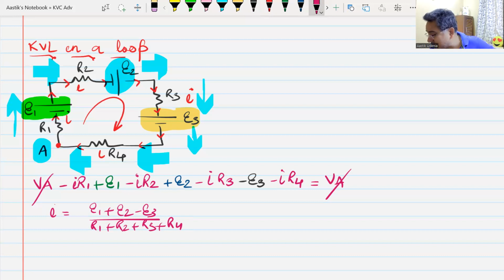Do we understand this or has this gone above? Understood, sir. If your value of I comes positive, that means the direction was clockwise. If E1 plus E2 is less than E3, it will come negative. In that case, the direction is not clockwise, but it would be anti-clockwise. Do we understand this?